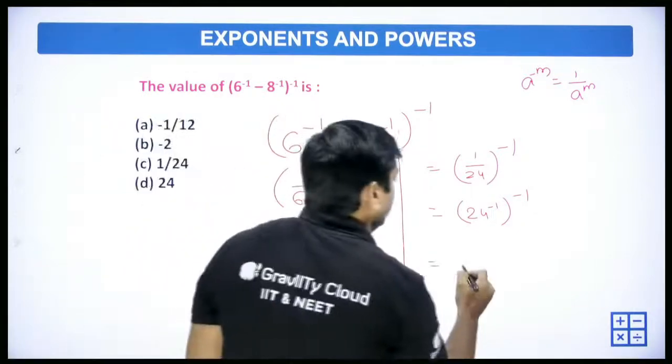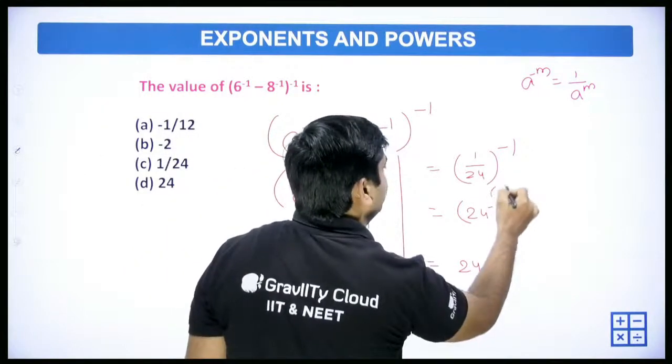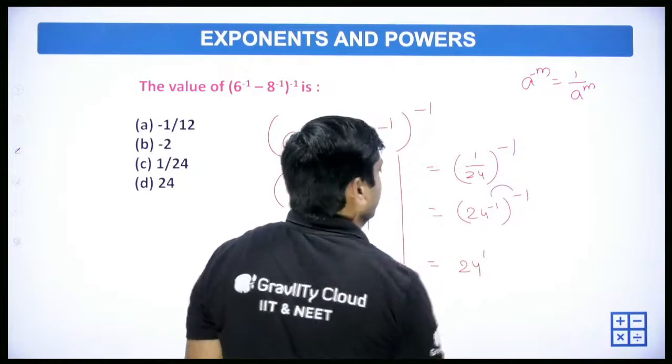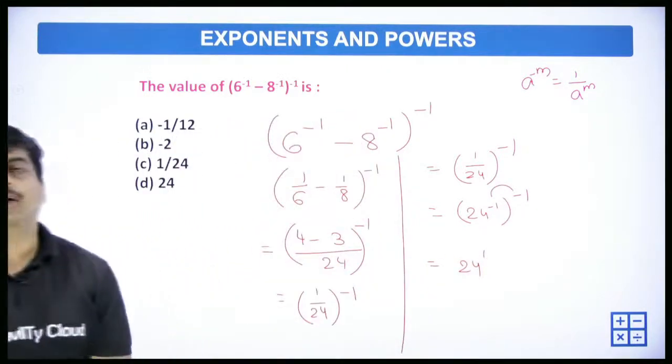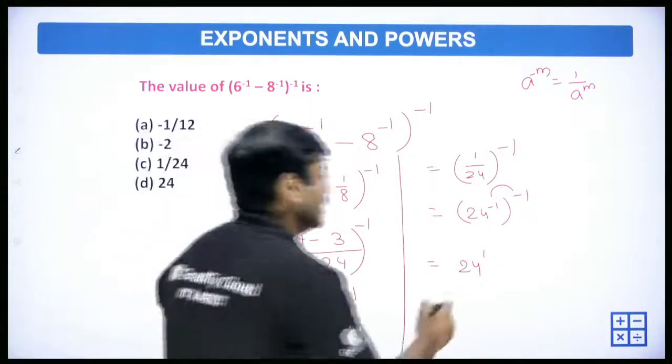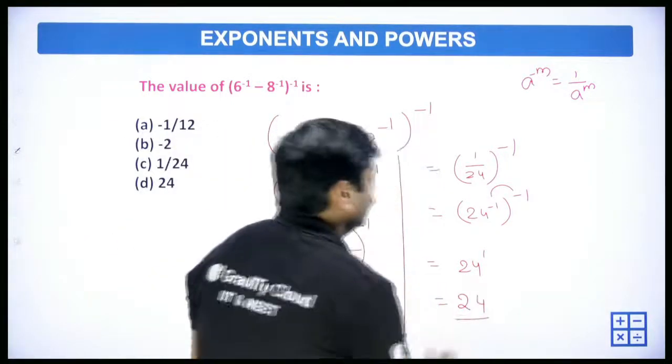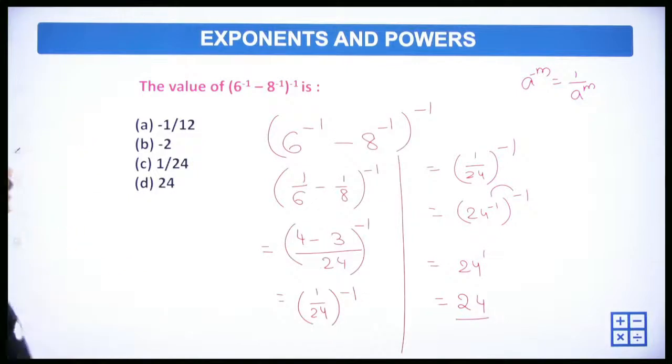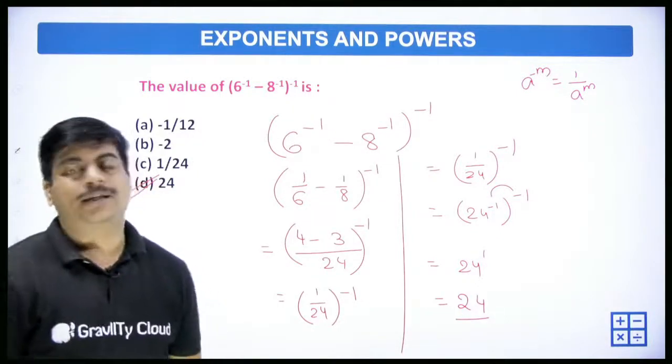Which is now equal to 24 power minus 1 into minus 1. Minus 1 into minus 1 will give you plus 1. So 24 power 1 is simply equal to 24. So option D is the correct answer.